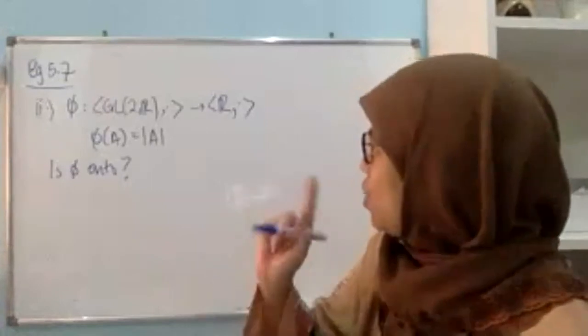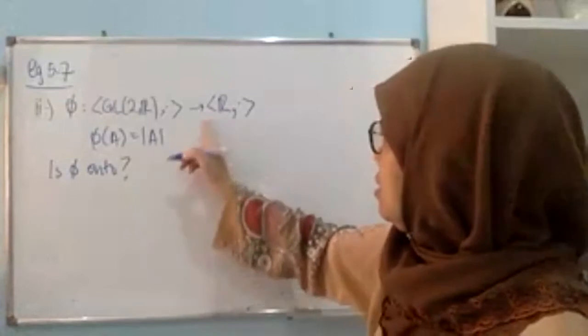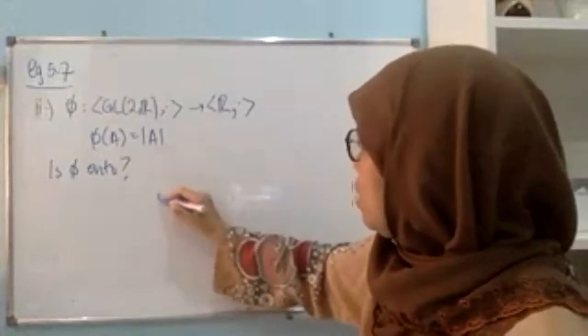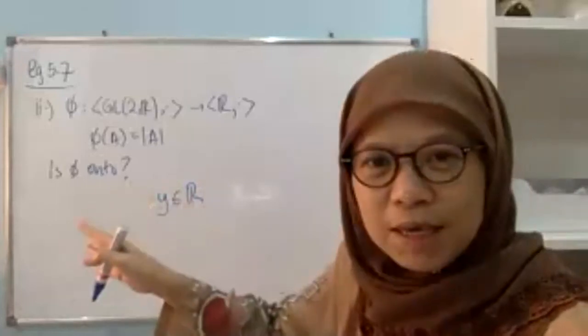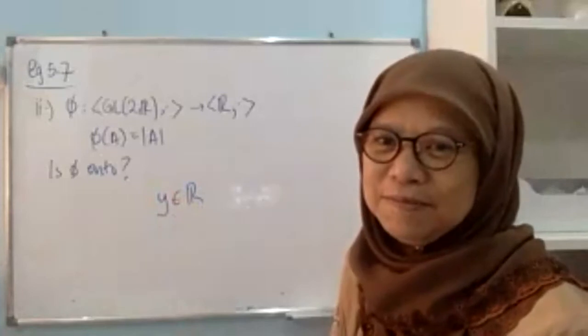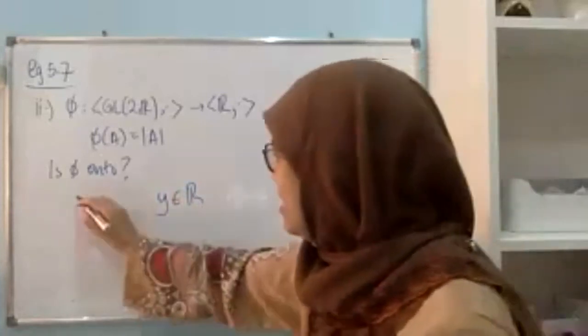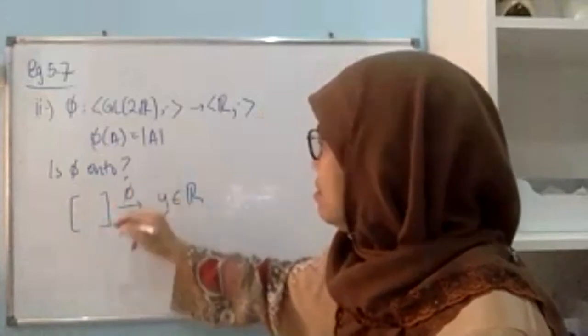If I give you a number, say I can take any number, y. Y is in R, right? Can you give me a matrix that is mapped to y? Of course.